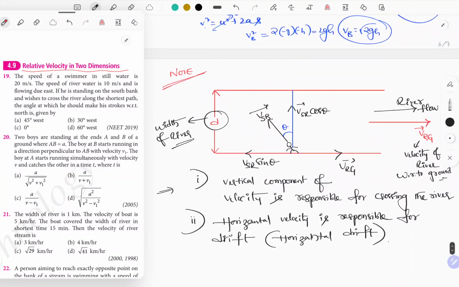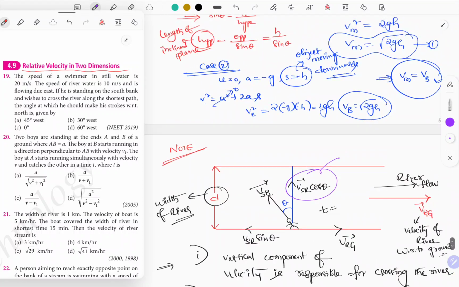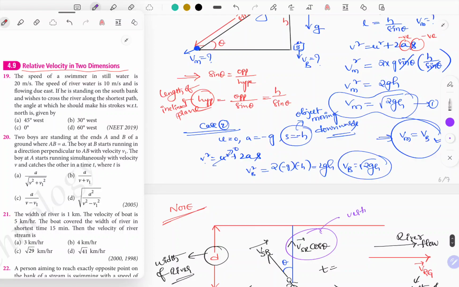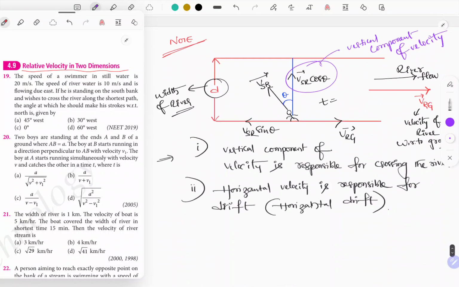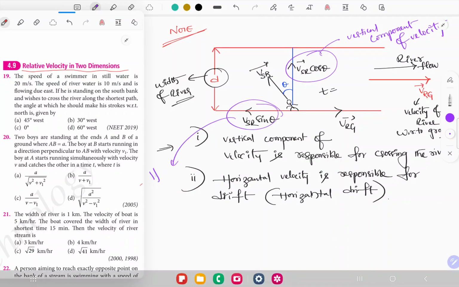What is the time taken by this swimmer to cross the river? t is equal to, which component is responsible for crossing the river, VSR cos theta or VSR sin theta? This is the vertical component of velocity. Let me name them. This is the vertical component of velocity. What about the horizontal component? This is the horizontal component of velocity.